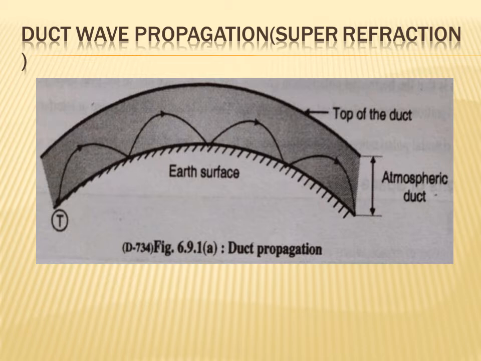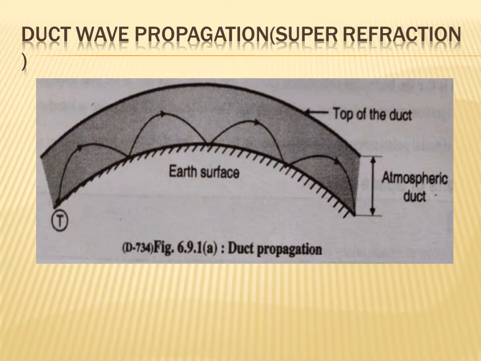The signals are reflected from the duct to the earth and from the earth to the duct. This duct wave propagation is used for a maximum of 1000 kilometers, for very high microwave frequencies. It consists of a special phenomenon called super refraction or ducting.